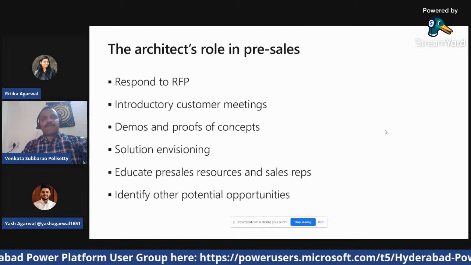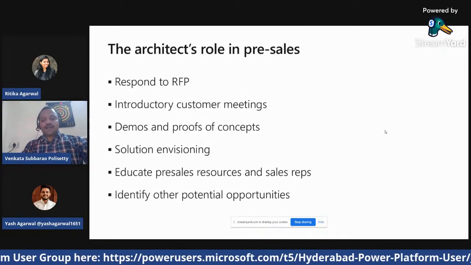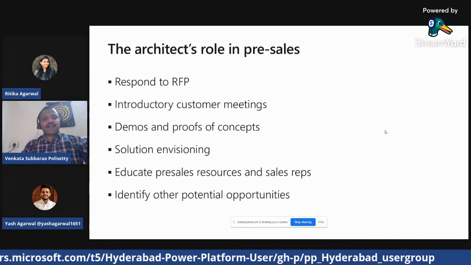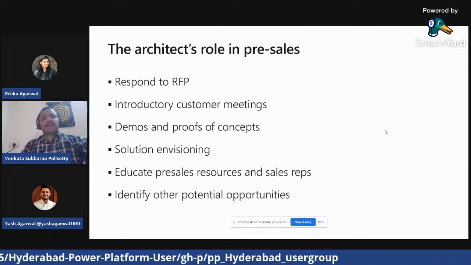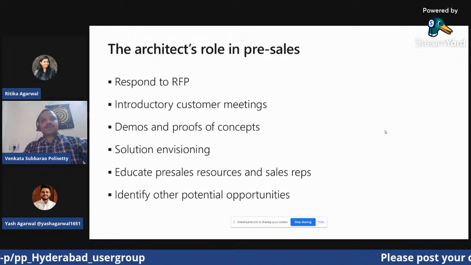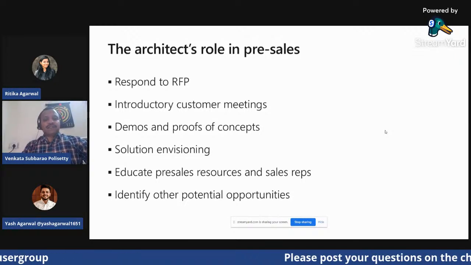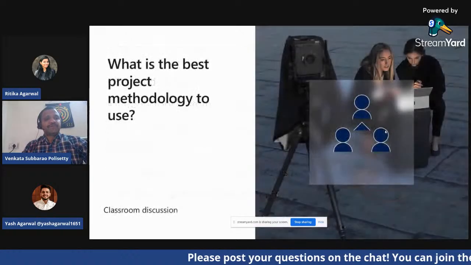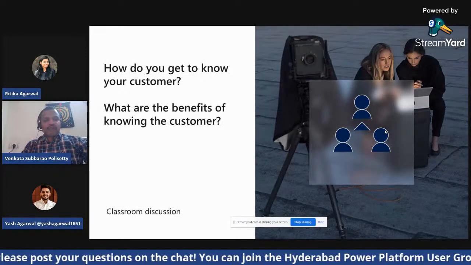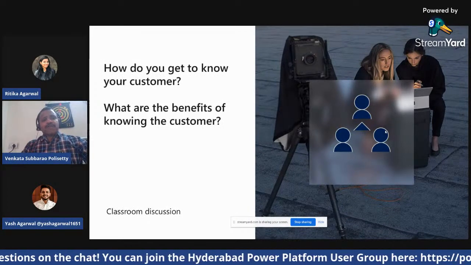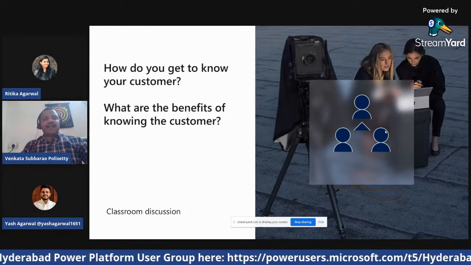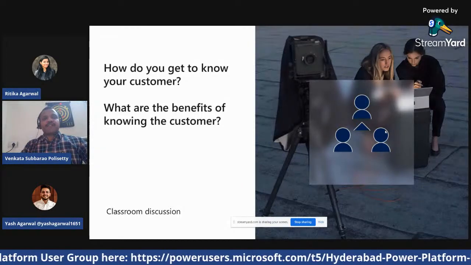Generally in an RFP, all the questions being given and all the related things will be discussed. There we have to look for all the alternate solutions that are present, what product offerings are present, and how those offerings align with the customer project. What is the best project methodology to use? Before going to the customer, you first have to do some R&D and gather information about the customer.